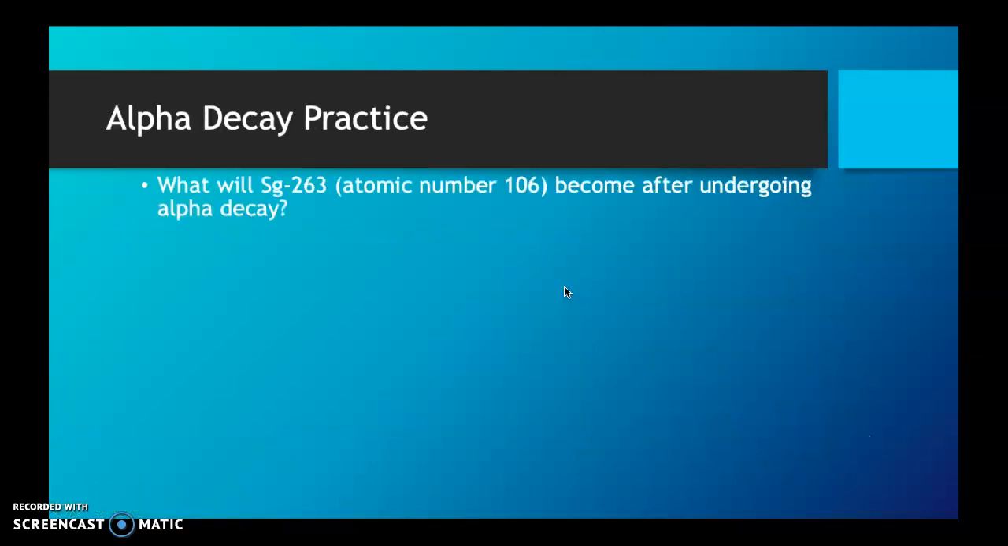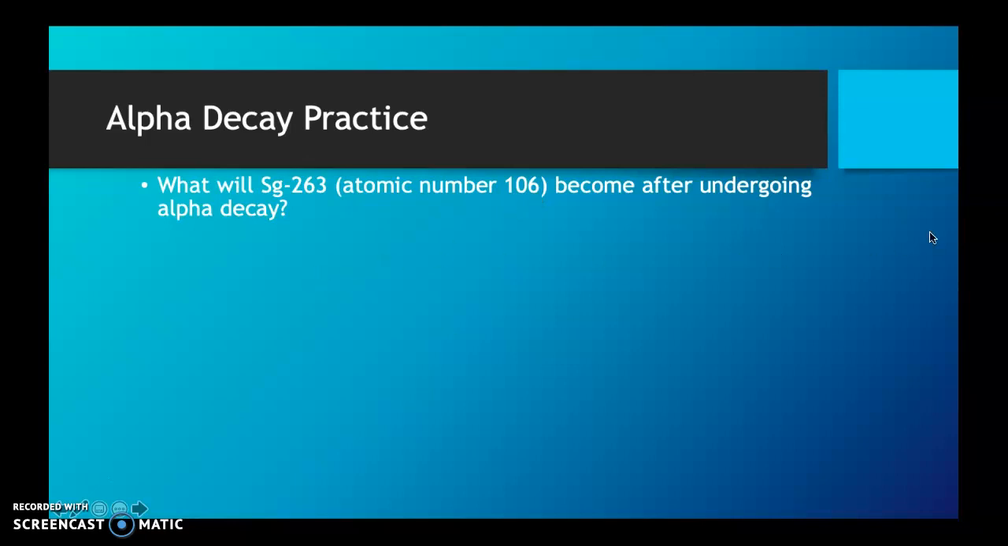Okay, I'm going to walk through this one more time just to make sure it's making sense. We're going to do it with another element. We're going to do it with seaborgium. So seaborgium 263. Now remember we learned in isotope notation, the way we write an isotope is you write the chemical symbol and then the mass. Now for all of these problems, I will give you the atomic number so that you know where to find it on the periodic table. So seaborgium has an atomic number of 106. After it undergoes alpha decay, what will it become?